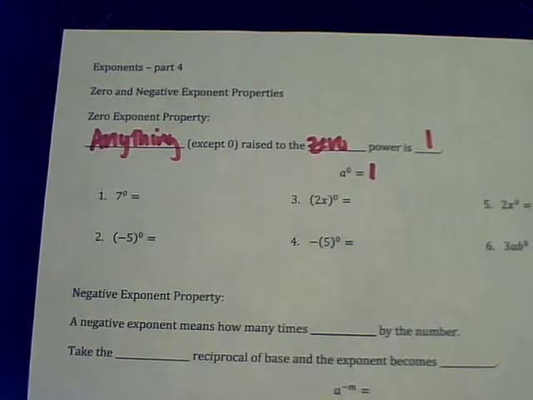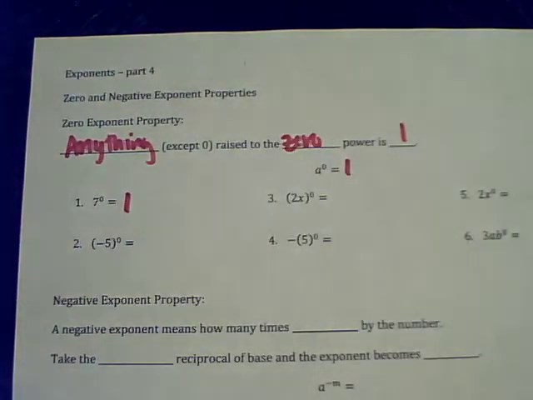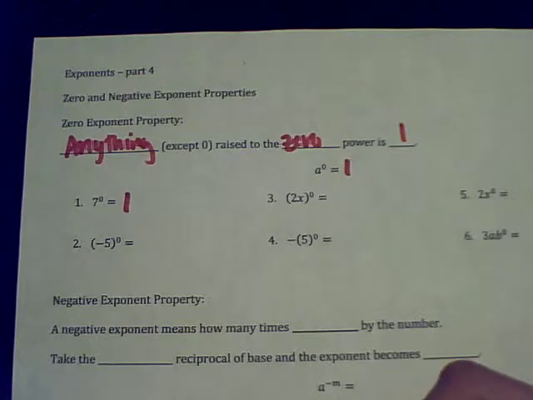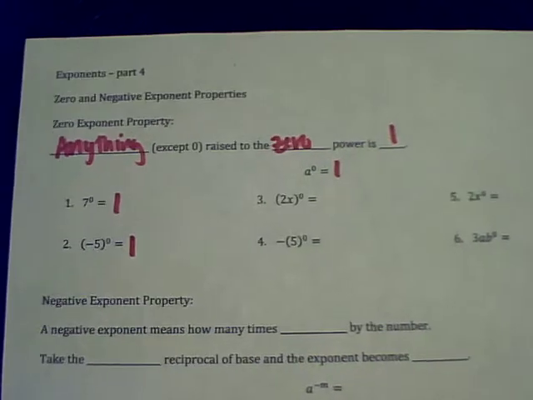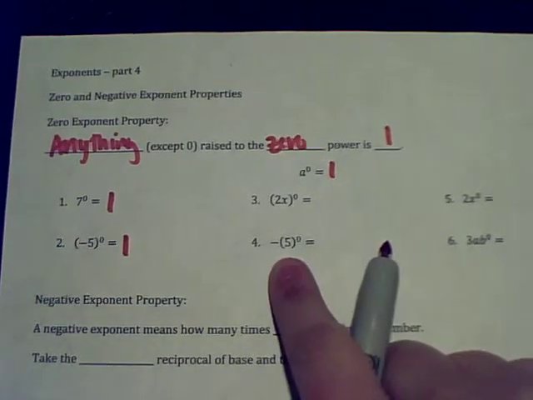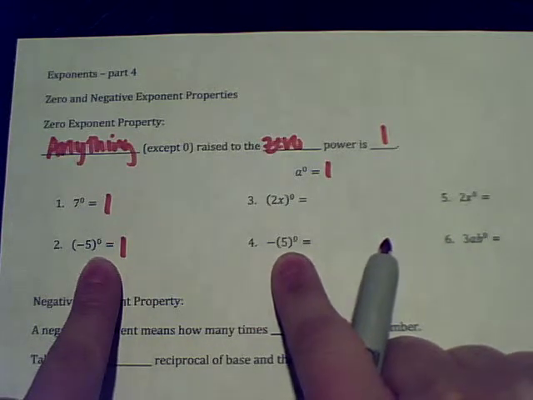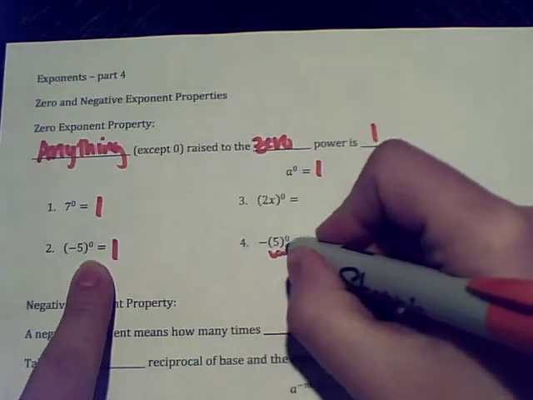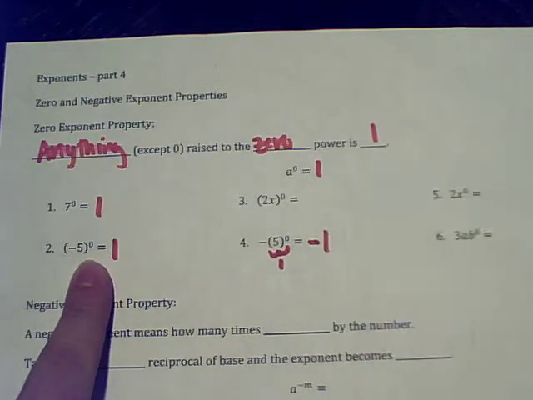So if we look at these examples, 7 to the 0 power, well, that's any number to the 0 power, which is 1. If we look at number 2, again, parentheses are important. The negative 5 is in parentheses, so that whole thing to the 0 power equals 1. I'm going to skip to number 4 so we can look at the difference between the two. In number 2, the negative 5 is in the parentheses. Here, just the 5 is in the parentheses, so just this piece is 1. I have the negative still out there, and the 5 to the 0 is 1.